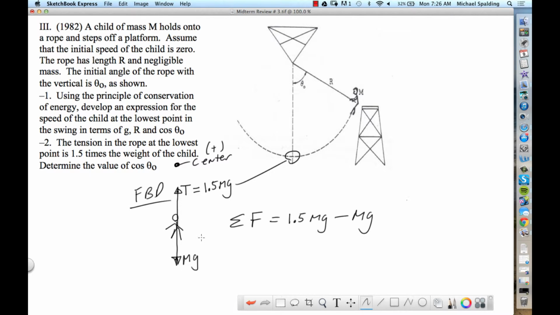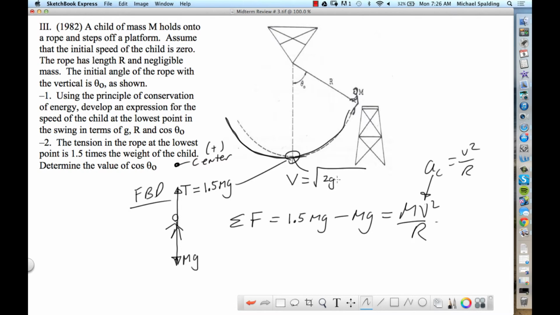Just sum the forces. The sum of the forces equals ma, but that's a centripetal acceleration because the kid is in a circular path. So centripetal equals v squared over r. We can plug that in right there. So this becomes m v squared over r. And by the way, we know the velocity here. The velocity is the square root of 2gr(1 minus cosine theta), right?